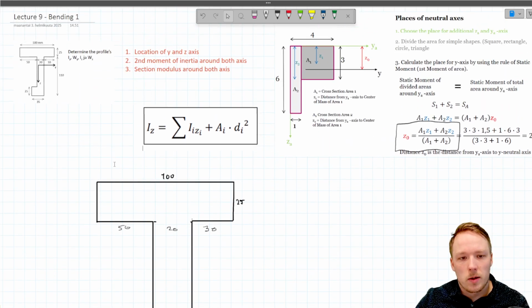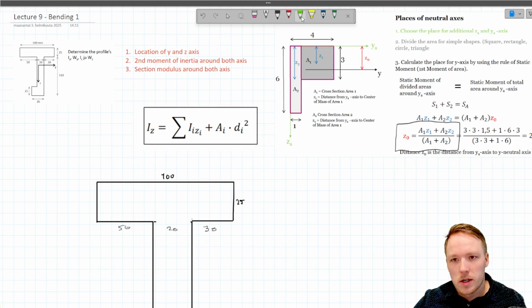First step, when we want to calculate the second moment of inertia and section modulus, is to calculate the location of the y and z axis on this profile. That requires that we first define an additional y-axis and z-axis for the profile. I'm going to place the origin in the top left corner, which is where I like to put it most of the time. Then the additional axis will be placed in this direction, like this. So this is our additional y-axis.